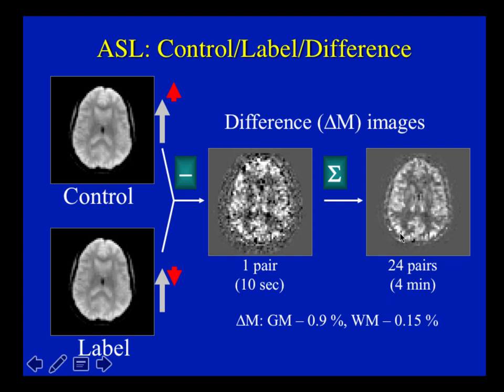These are called difference images, or delta M images, and the signal change that we generally get in this experiment is about 1% in the gray matter, and about 2% in the white matter.